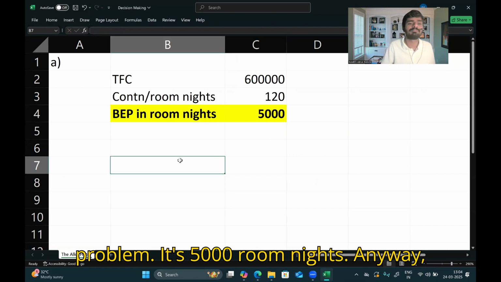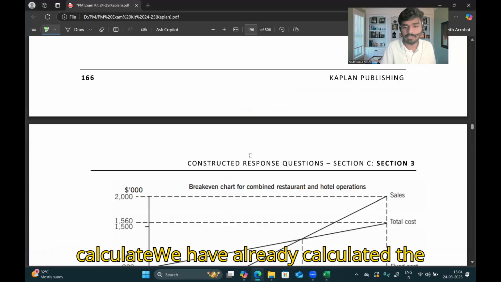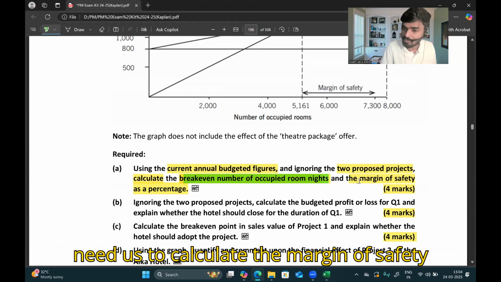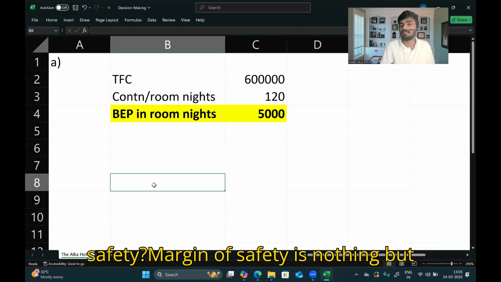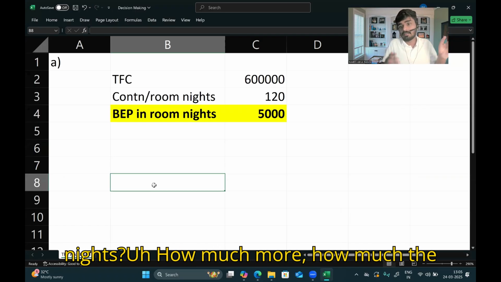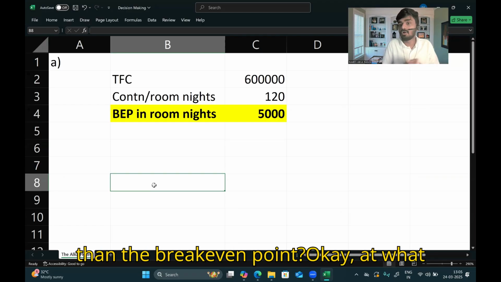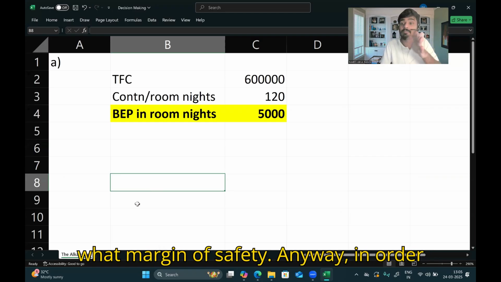We have already calculated the first requirement, that is, the break even number of occupied room nights. Then they need us to calculate the margin of safety as a percentage. What do we mean by margin of safety? It is how much the budgeted occupied room nights exceed the break even point.